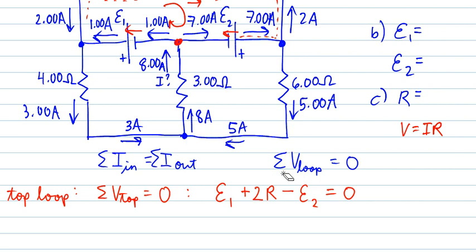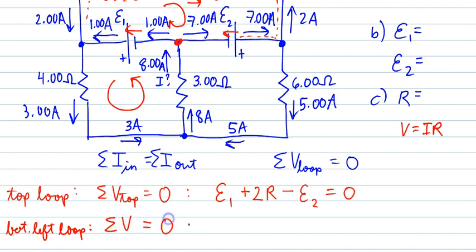Okay, now let's do the bottom left loop. So that's going to be this one right here. And I'll do that one counterclockwise just for fun. So the sum of voltages on that loop is also 0. And let's do the same thing. Let's start at this junction right here.